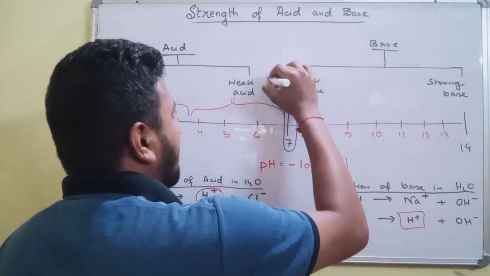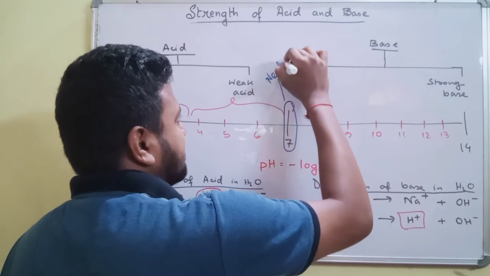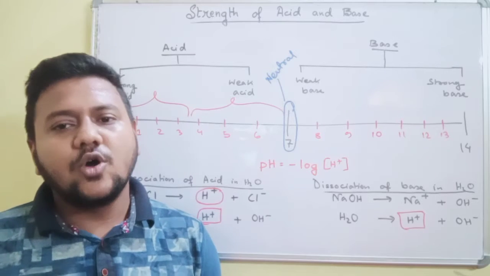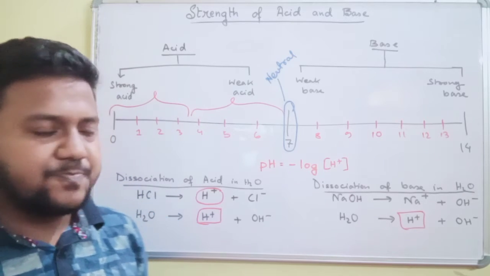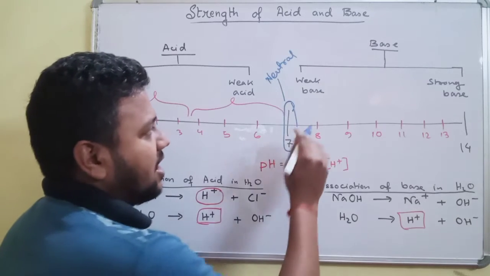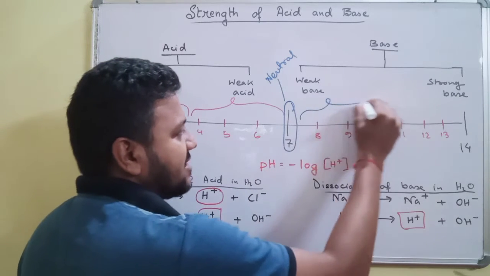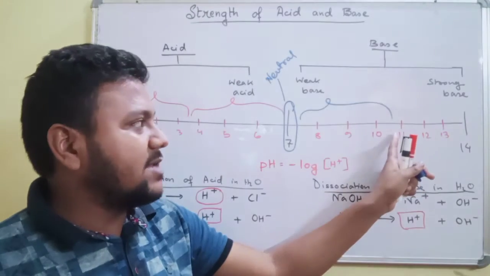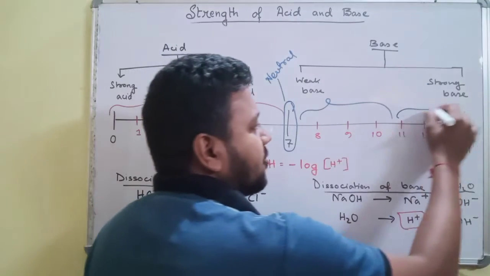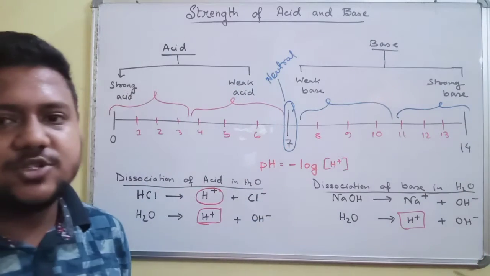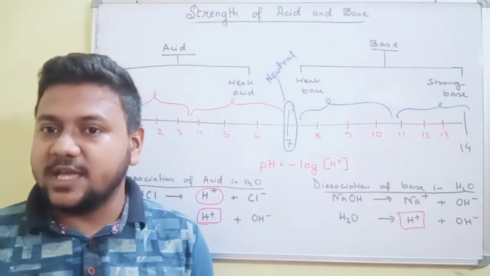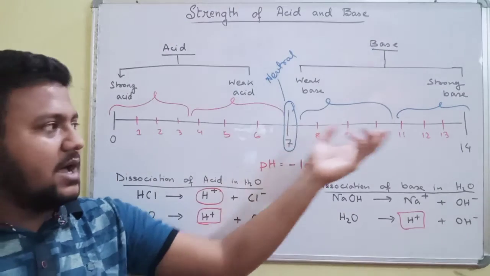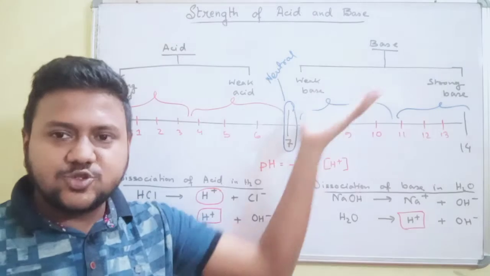And there are some substances that have a pH of 7. These substances are neutral in nature. They don't have acidic behavior nor basic behavior. The substances that have a pH value more than 7 up to 10.5 will be termed as weak base, and the substances that have a pH above 10.5 till 14 will be called strong base. So depending upon the pH, we can classify substances like acids and bases into strong and weak.